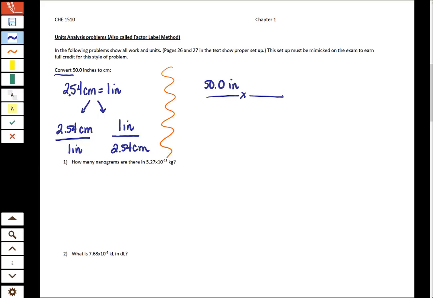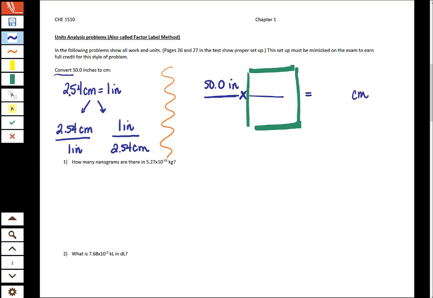So I've got my 50 inches. This is what I'm given. And then I'm going to multiply that 50 inches by a conversion factor. So what I'm putting here is going to cancel the inches and leave me in my desired unit of centimeters.